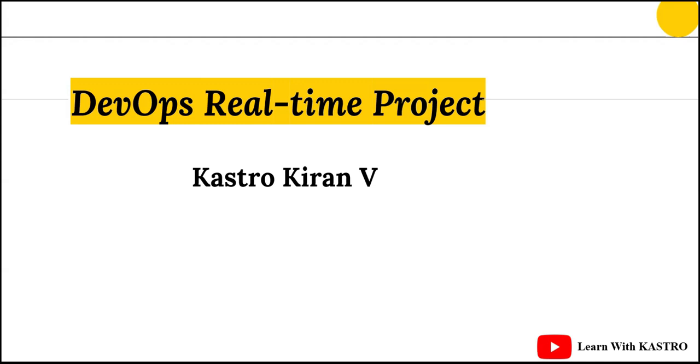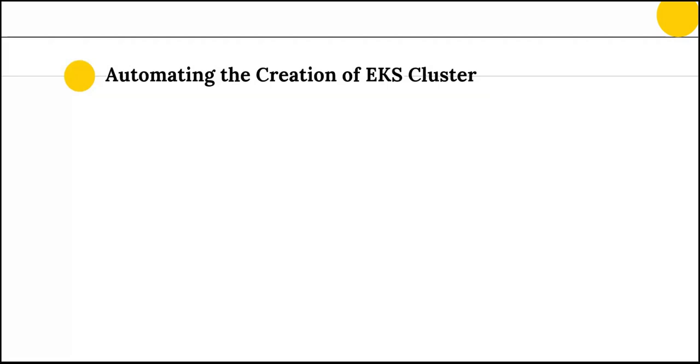In the previous video, we have seen how to create a three-tier architecture by using the different services that are available in the AWS cloud. As a part of this video, we are going to see how to automate the creation of EKS cluster.